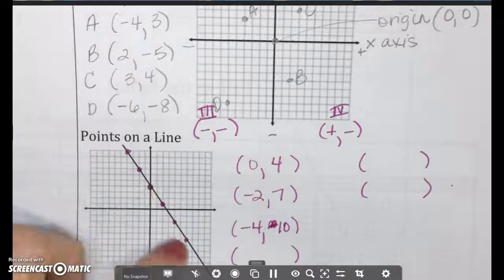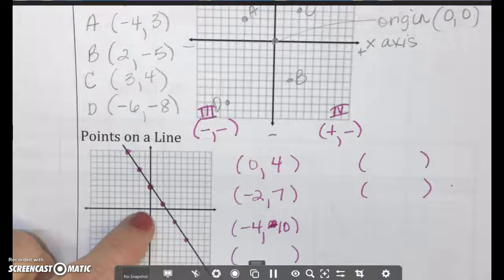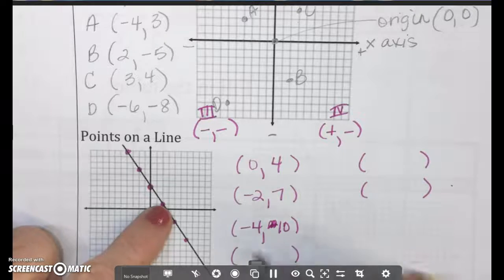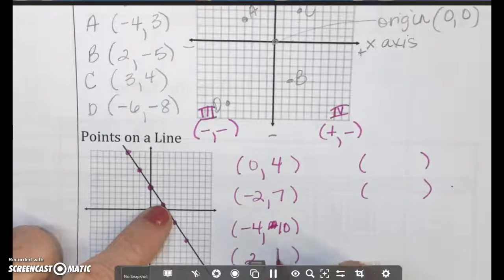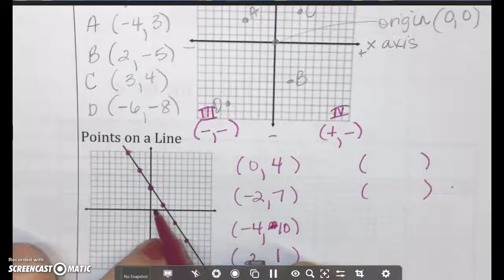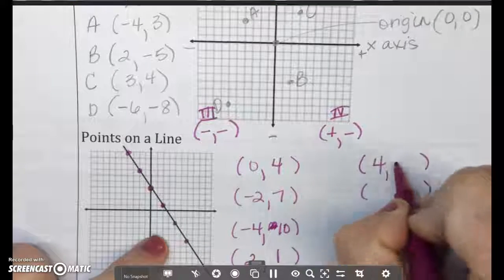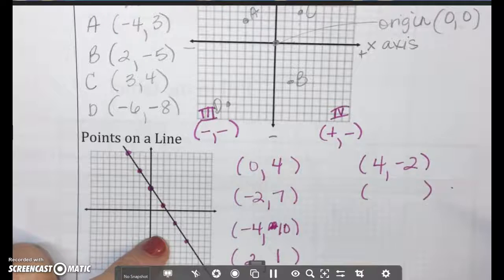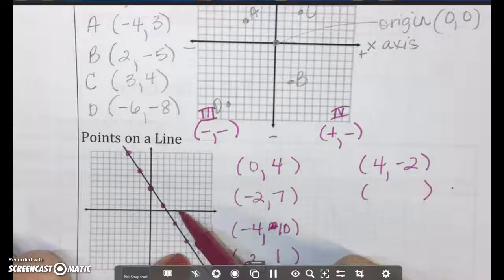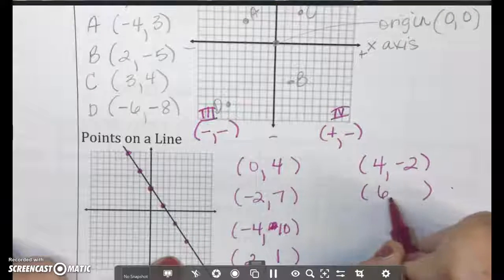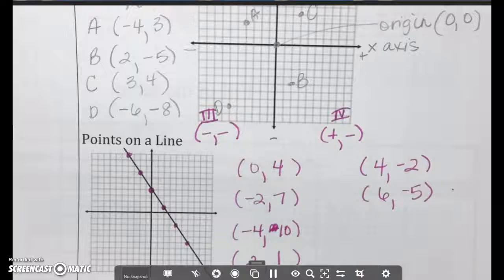Okay. Now let's go to this side of the line. So I was at 0, 4. Now I'm going to come over here and I have to go over 2 and up 1. And then I go over 1, 2, 3, 4 and down 1, 2. So that's going to be 4, -2. And then over 2 more. So it's 6, -1, 2, 3, 4, 5. Okay?